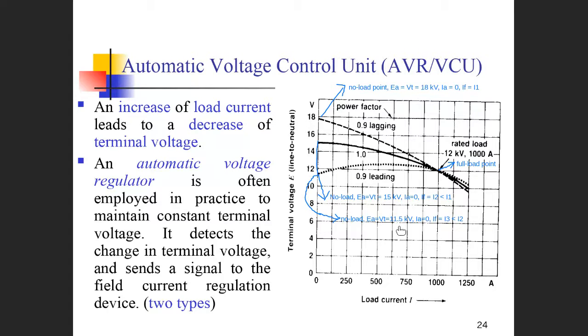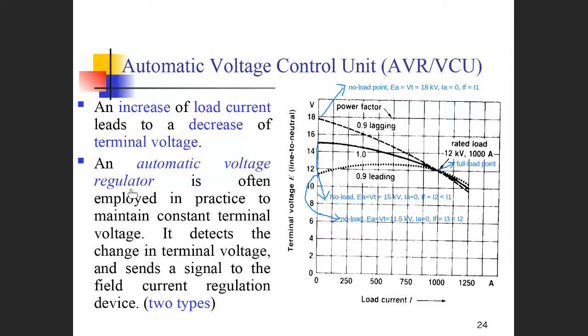So in practice, we have systems designed which monitor the terminal output voltage and the terminal load currents to automatically feed back to the internal control unit, to control the field currents, and therefore to control the internal generated voltage. This kind of device and system, we call an automatic voltage regulator. Now you understand what is meant by automatic voltage regulators.